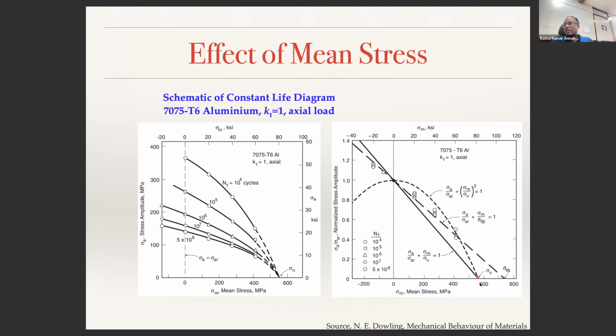This parabola is called Gerber's parabola. So that means on the x-axis it is still linear, because it's a parabola about the y-axis. So sigma m by sigma u whole square is equal to 1, and sigma a by sigma AR, or in our case sigma a by SF plus sigma m by SUT whole square is equal to 1, is the representation for Gerber's parabola. And this one is what we call the Goodman line.